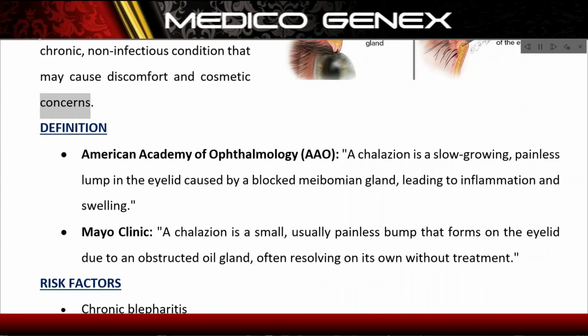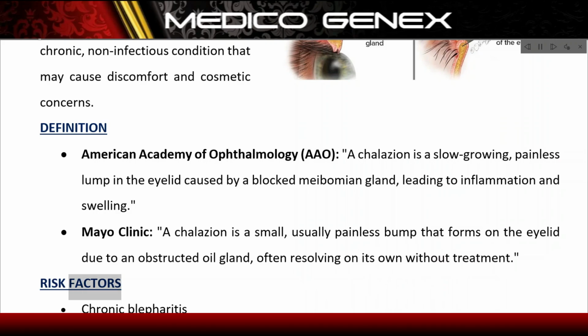and cosmetic concerns. Definition. American Academy of Ophthalmology, AAO. A chalazion is a slow-growing, painless lump in the eyelid caused by a blocked meibomian gland, leading to inflammation and swelling. Mayo Clinic, a chalazion is a small, usually painless bump that forms on the eyelid due to an obstructed oil gland, often resolving on its own without treatment.